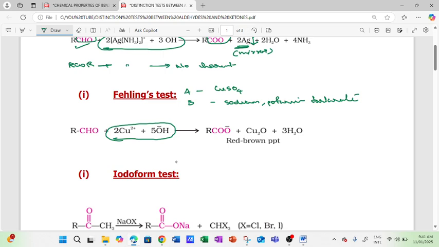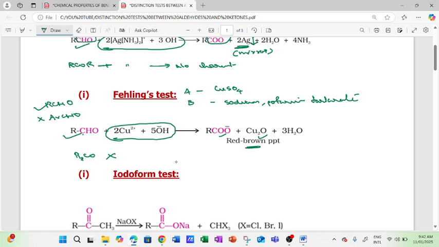When you add this to an aldehyde, you will get a reddish brown precipitate of cuprous oxide, because the aldehyde changes to carboxylic acid. This is also only for aldehyde, and when you take a ketone R2CO, we will not get any characteristic reaction. Again, to distinguish between aldehyde and ketone, we can use the same test. But there is a difference between Fehling's test and Tollens test. This will be answered only by aliphatic aldehydes. When you take an aromatic aldehyde, you won't be able to analyze using this test.